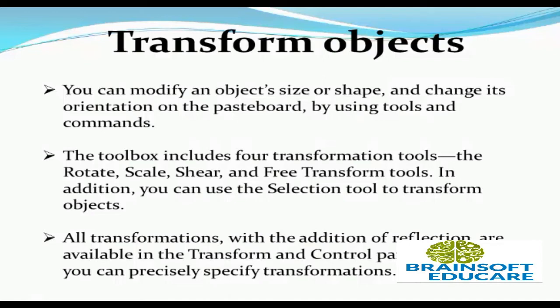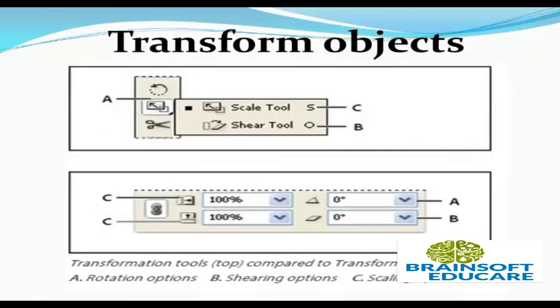All transformations, with the addition of reflection, are available in the transform and control panels, where you can precisely specify a transformation. Here in the first figure, we show the scale tool and shear tool. A is the rotate option, B is the shear option, and C is the scaling option.